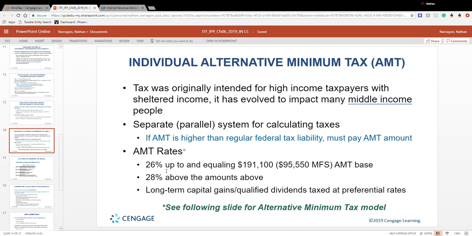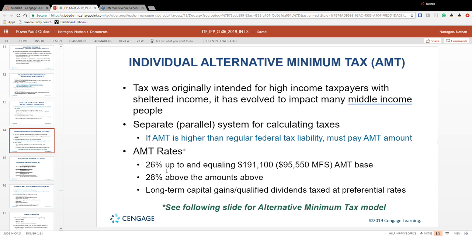I don't know why married filing separate gets separate. I mean, special little thing. Again, that's in the tax law. It's a cool little thing. Every now and then some benefits happen in the alternative minimum tax base. Okay, so again, if we get up to 191,100, it's 26%. 28% applies to amounts above 191,100, or again, the married filing separate amount.